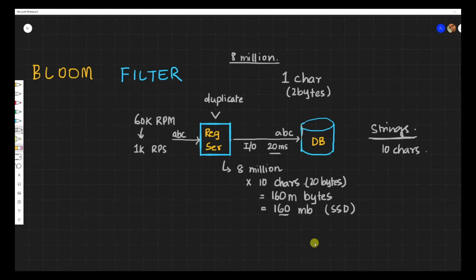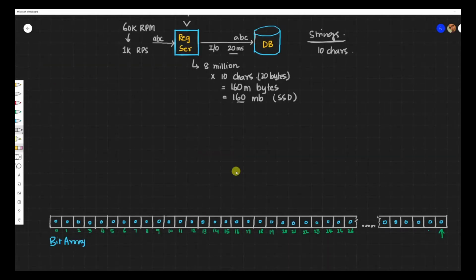So let's understand how it happens. We are talking about 8 million users over here, so let's say I create a bit array of size 8 million. A bit is the smallest unit, so it will just store a 0 or a 1. Now you must be wondering that you just said we cannot store 8 million entries over here. But the difference is this was 20 bytes per entry, and for 8 million, you are ending up with 160 MB.